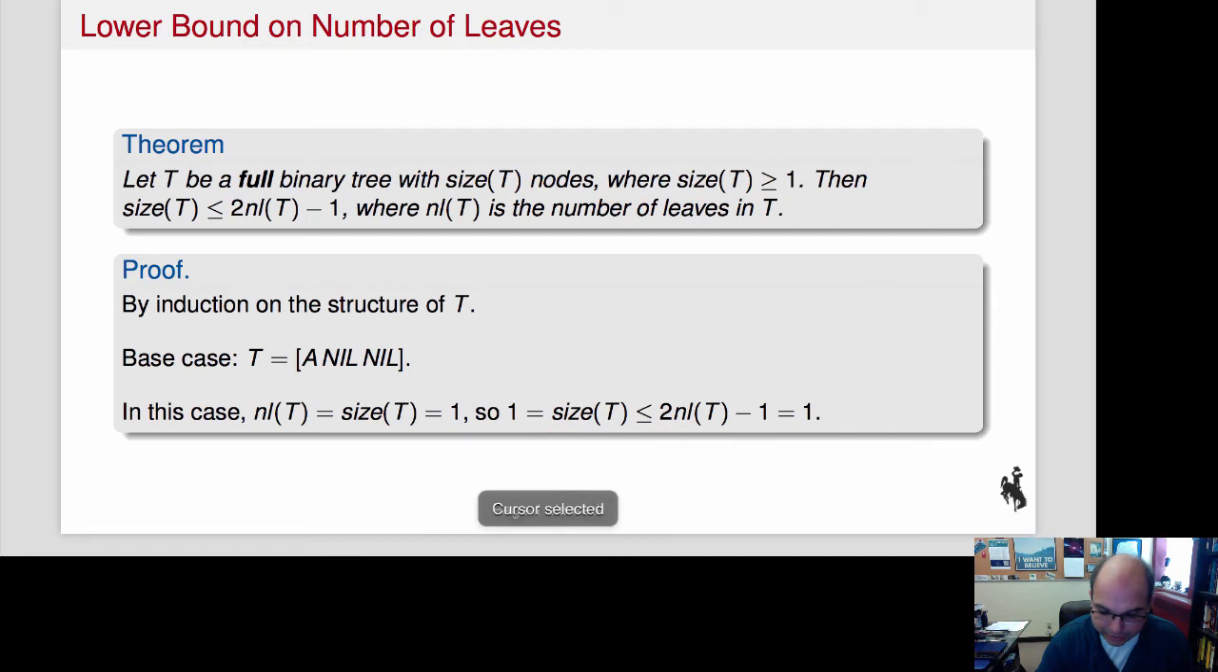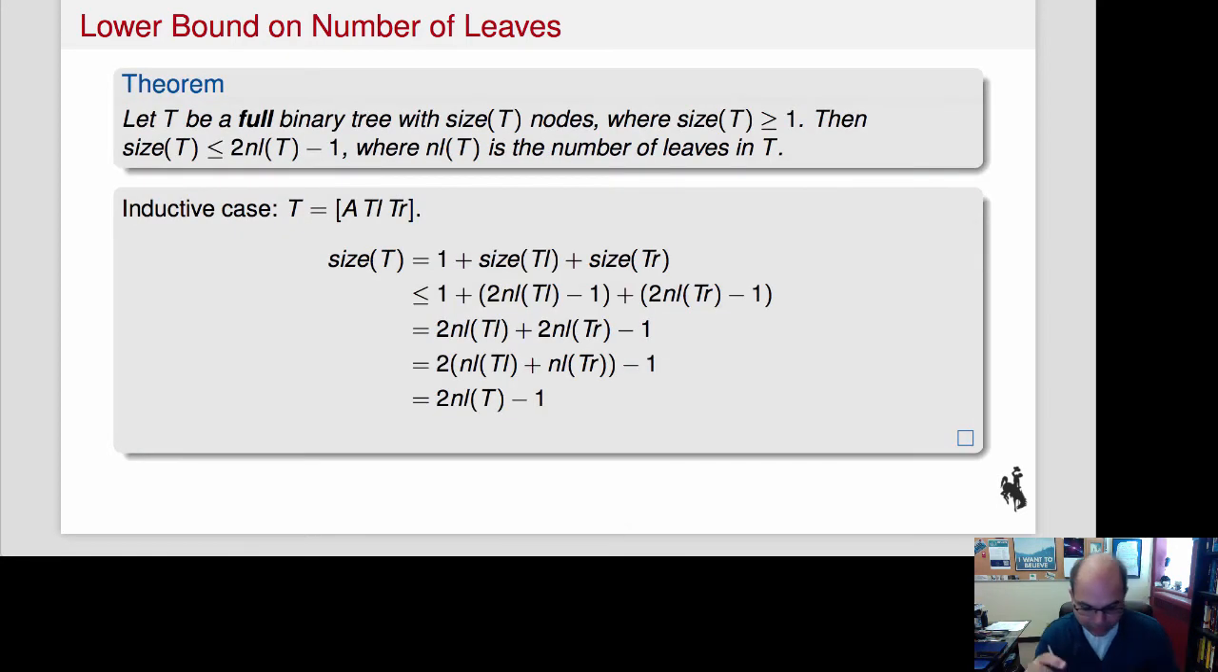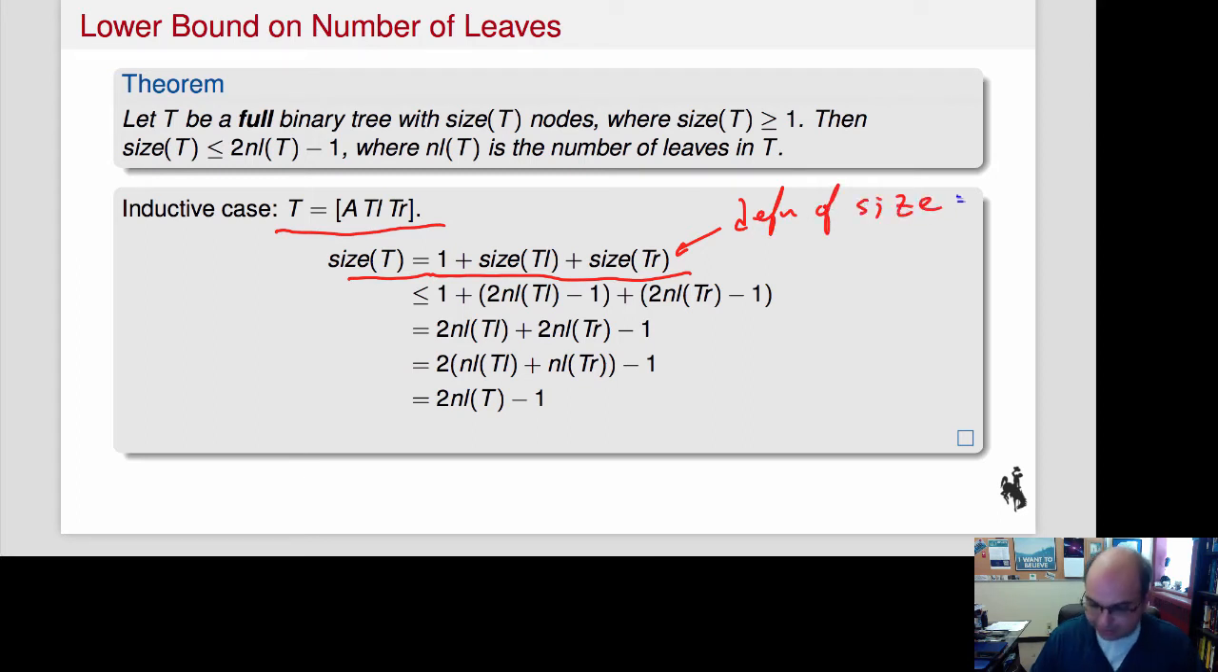What about the inductive case? Okay, so let's give it a shot. In the inductive case, my tree looks like a root node, A, with a left subtree and a right subtree. So the size of T is just 1 plus the size of TL plus the size of TR, the left and the right subtree. This is just by the definition of size. In fact, it's exactly the definition of size once we know that we're dealing with a tree that has either a left or a right child.